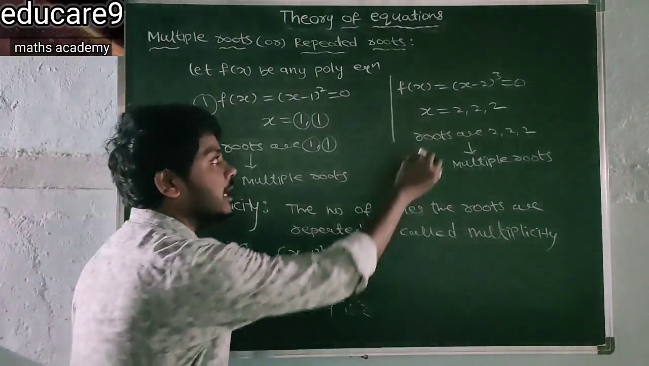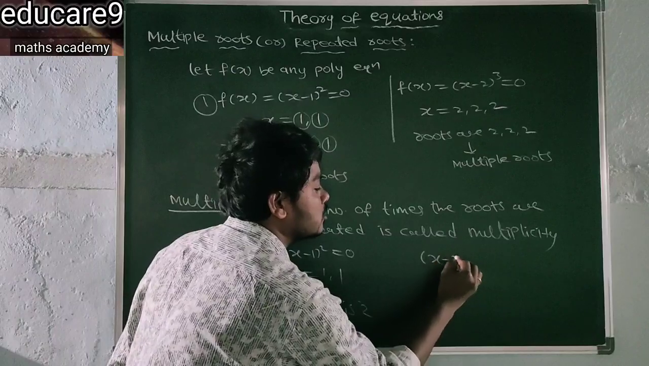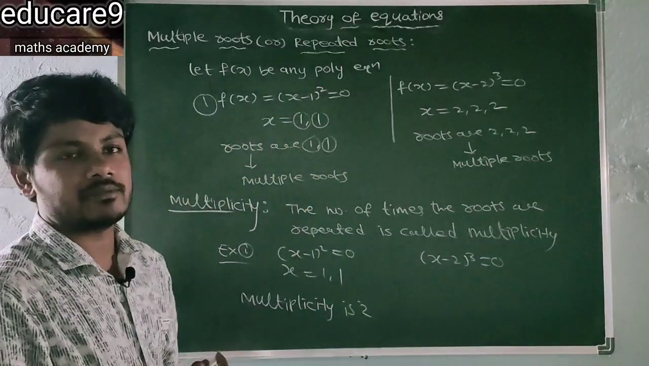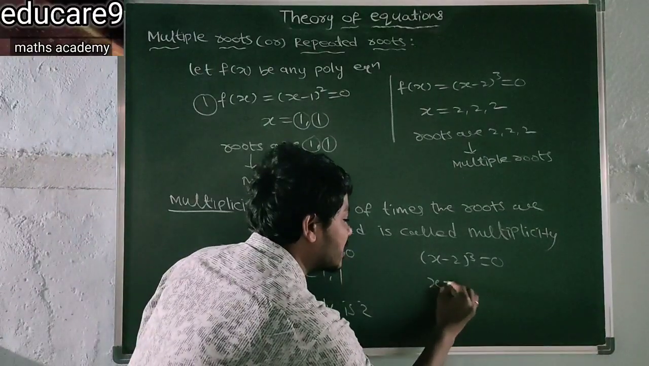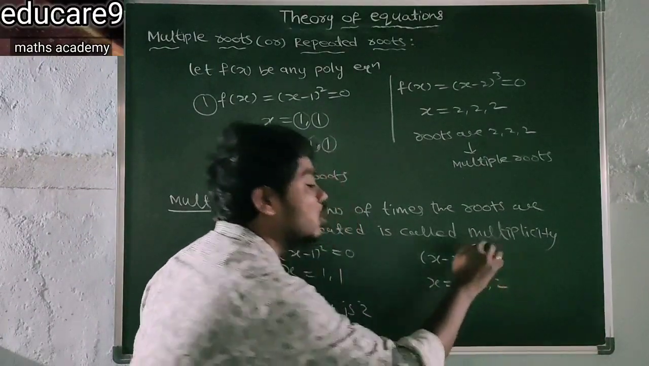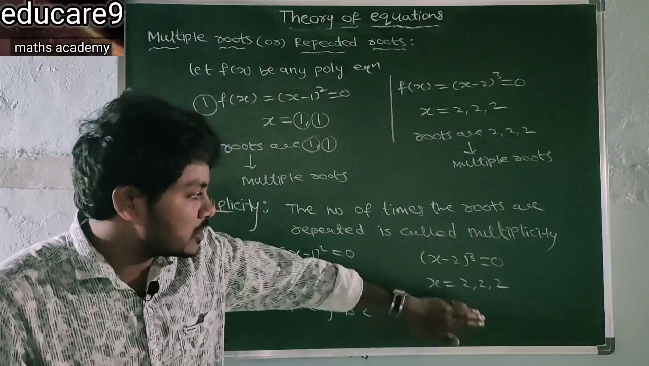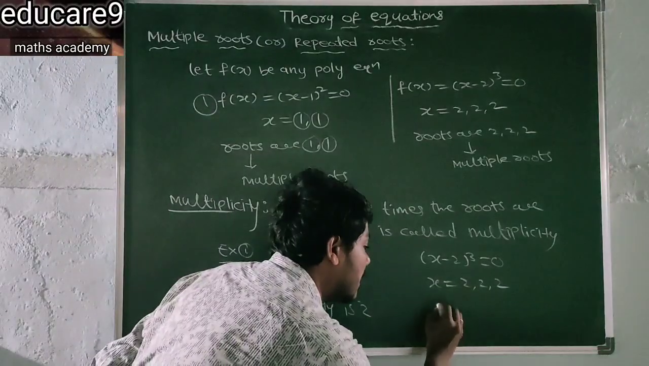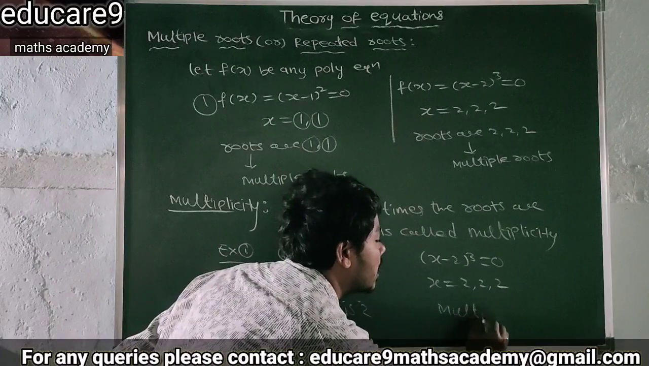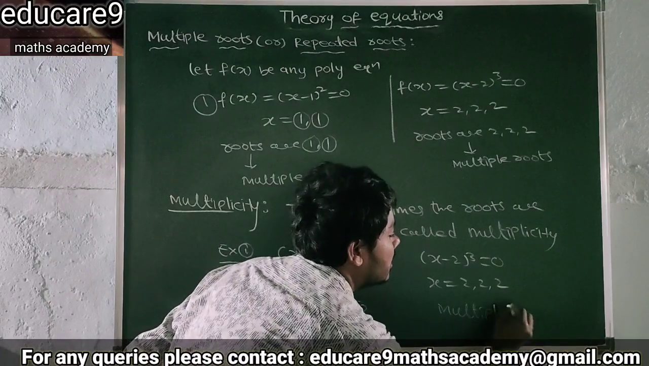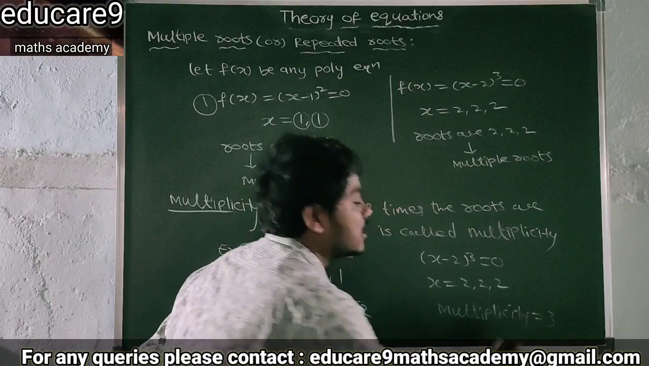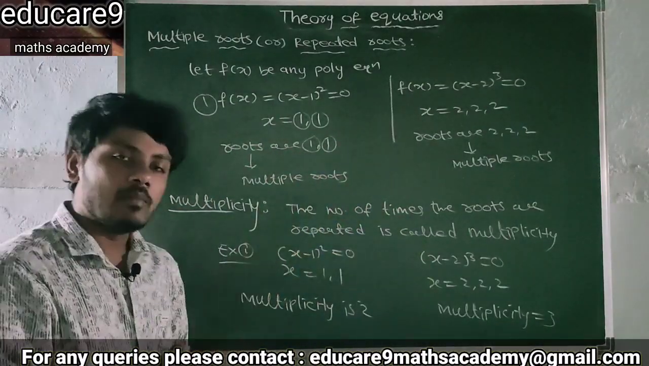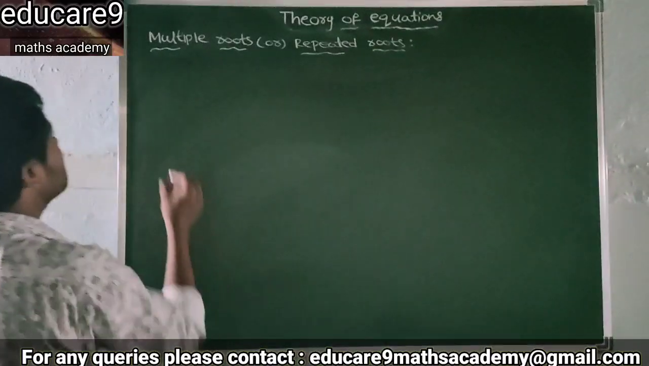And here (x minus 2) whole cube equals 0. What are the roots of this equation? The roots are 2, 2, 2. So clearly 2 is repeated 3 times. Therefore multiplicity is 3. So this is the definition of multiple roots and multiplicity. See your note point.